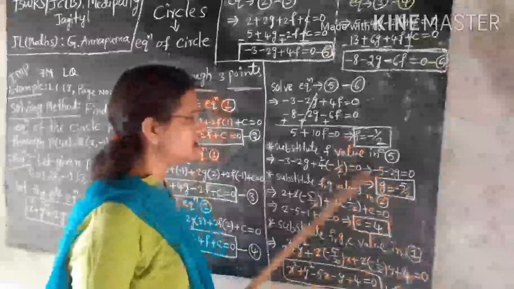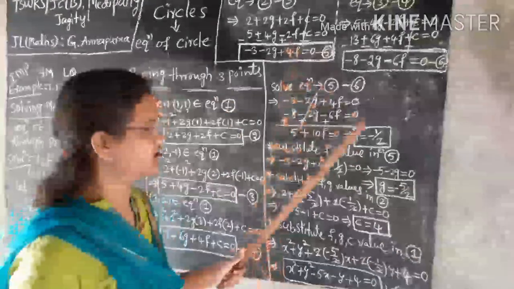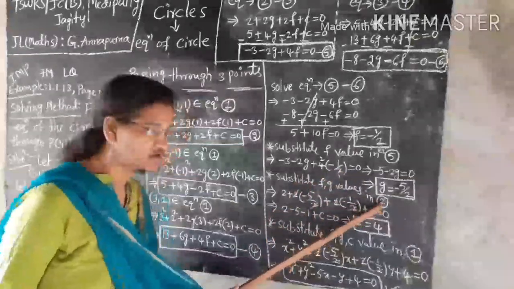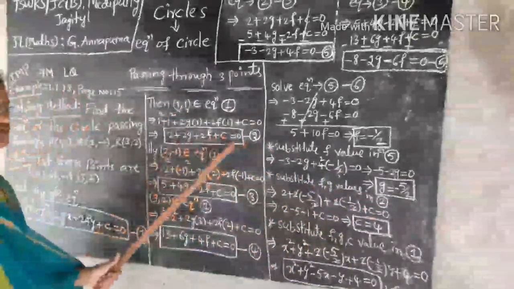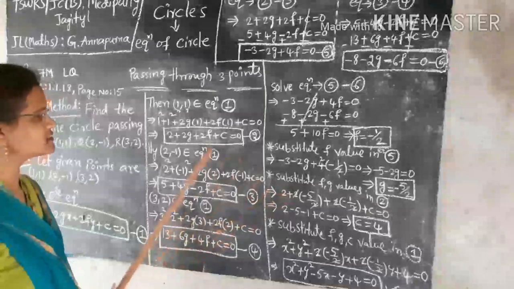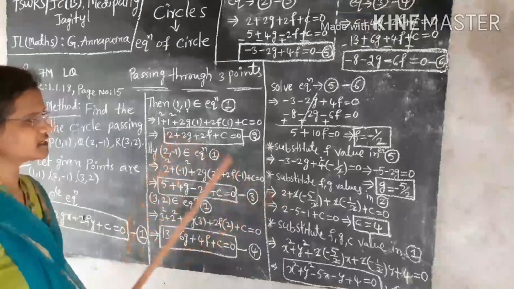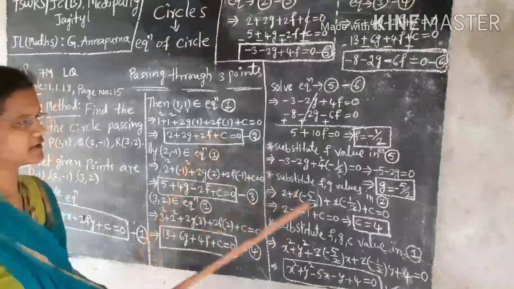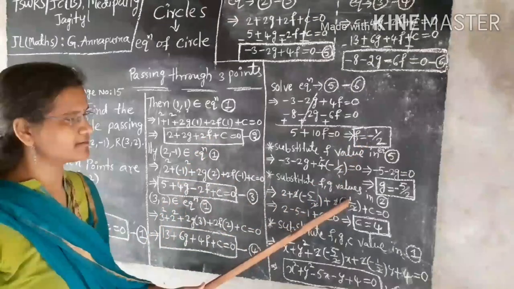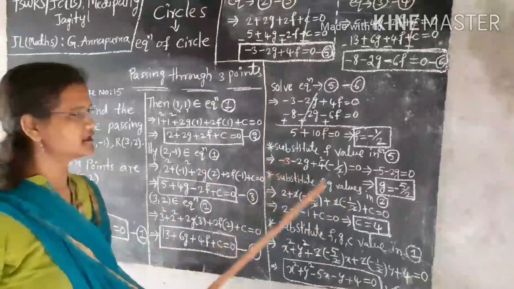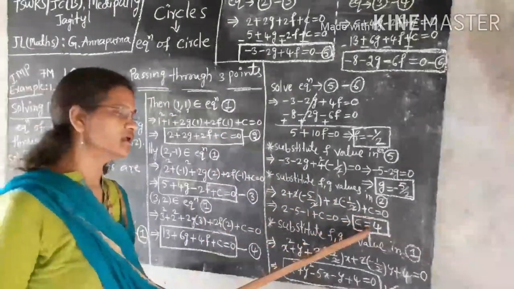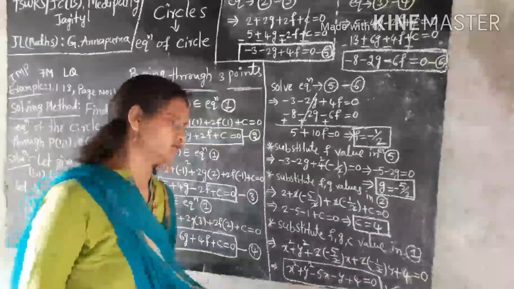Now we have to find the c value. So we substitute the f and g values in equation 2. This is equation 2. See, 2 plus 2g, 2 of minus 5 by 2, plus 2f, 2 of minus 1 by 2, plus c is equal to 0. From this equation we got the value c is equal to 4.